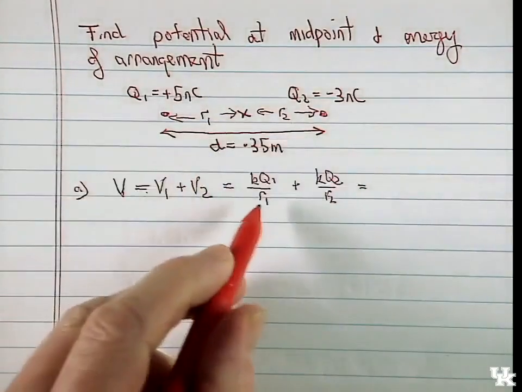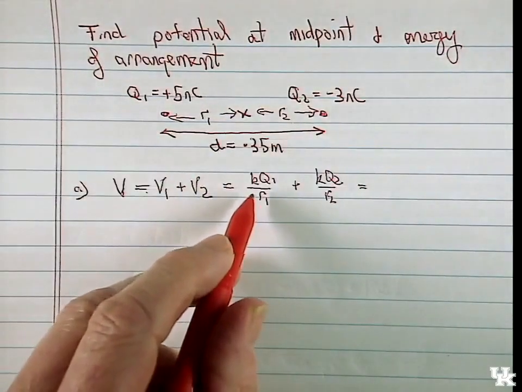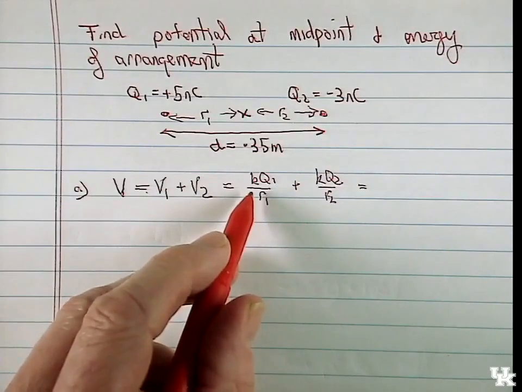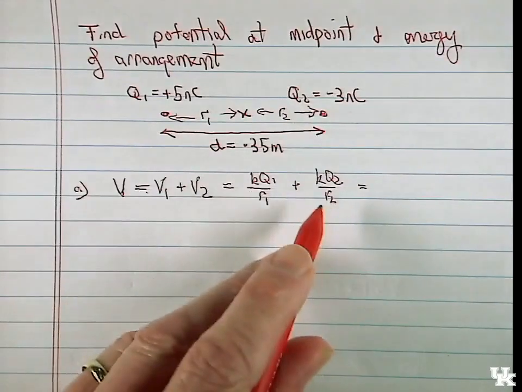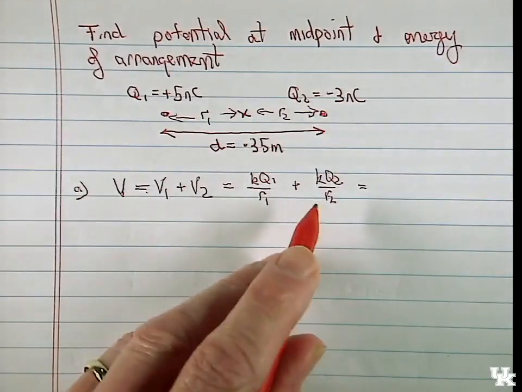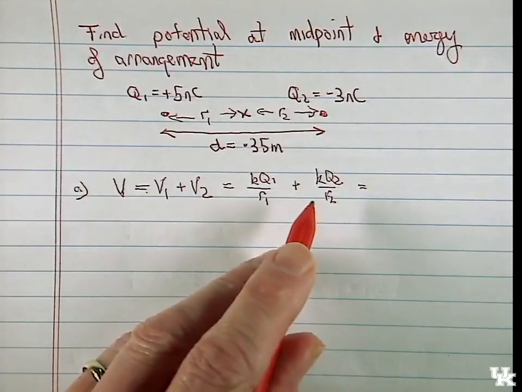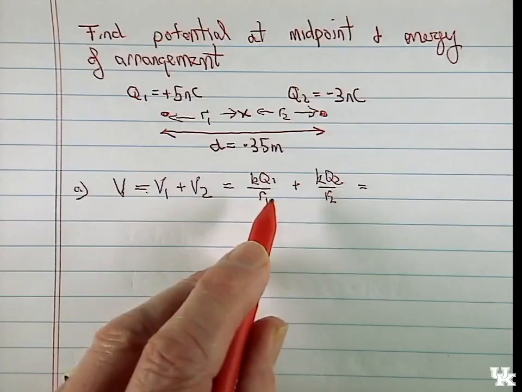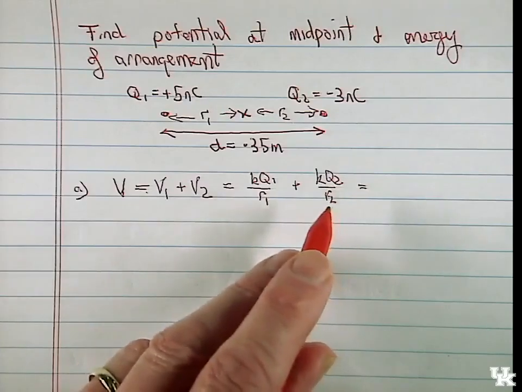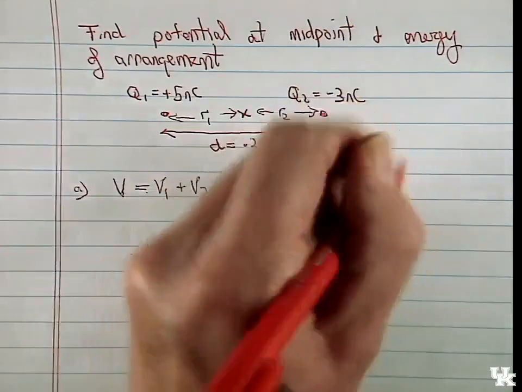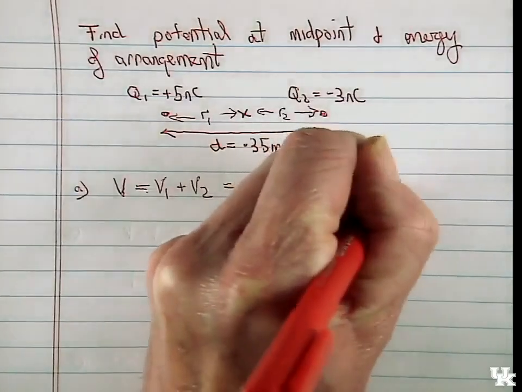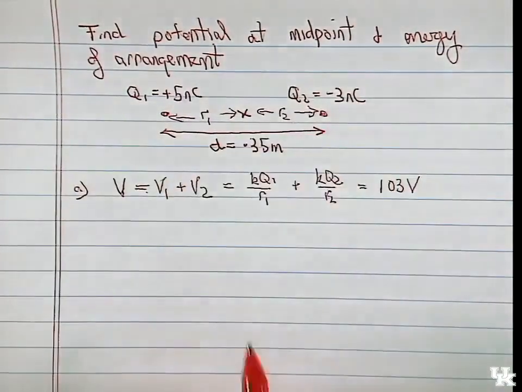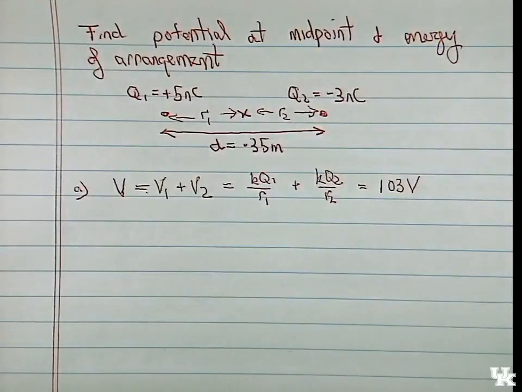But if I plug in all those numbers, you get a positive potential for the positive charge, obviously. You're going to get a negative potential for the negative charge, obviously. They partially cancel one another out. Because the positive charge is bigger, though, it wins over the negative charge, which is smaller. And I ended up with 103 volts. So that's my calculation of the electrical potential.